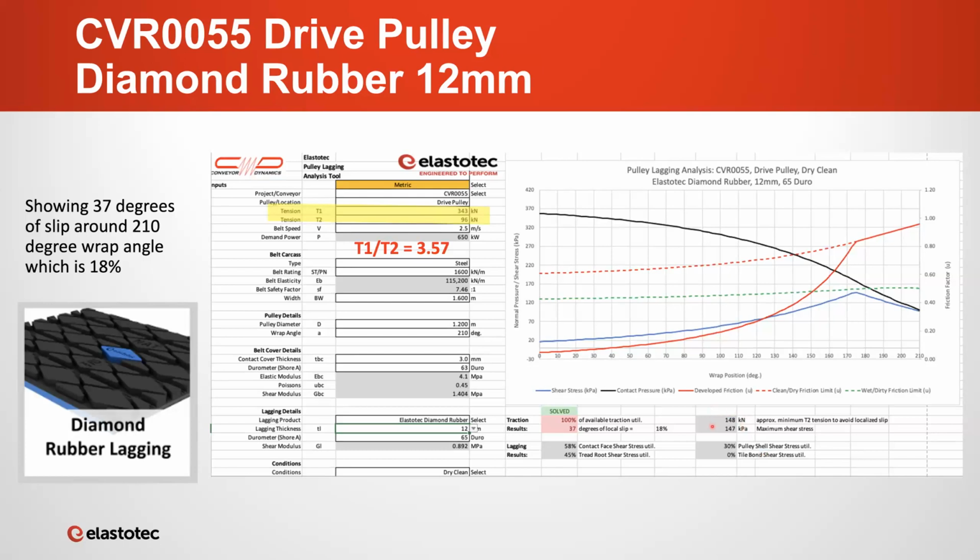And I want you just to keep an eye on these figures here, which we'll discuss at the end when we do the summary. The first one is the minimum tension, T2 tension to avoid localized slip. And then the one below that is the maximum shear stress between the lagging and the belt.